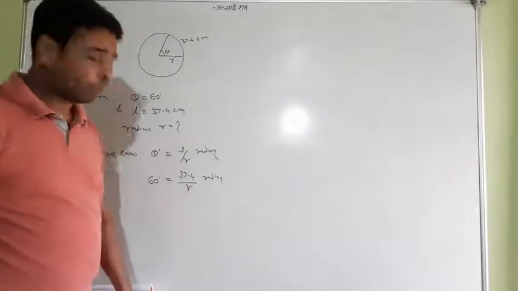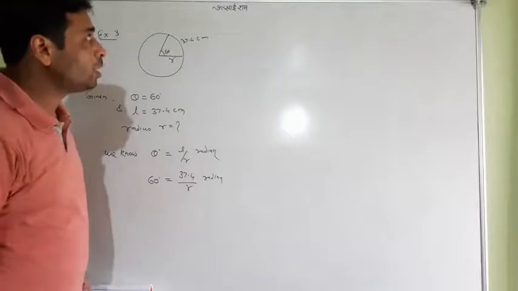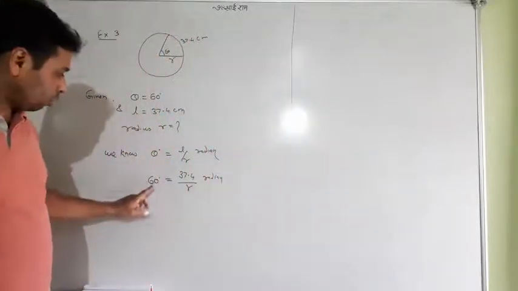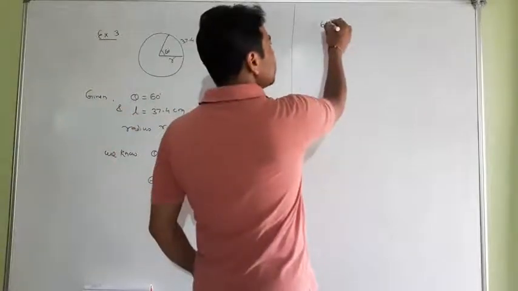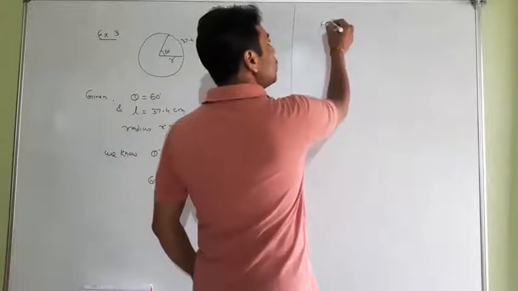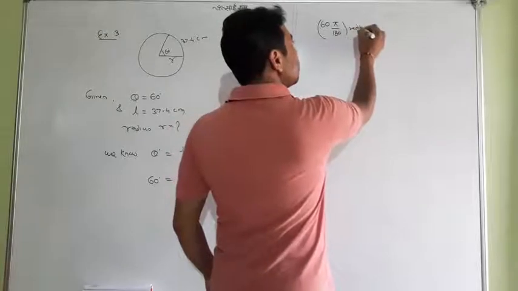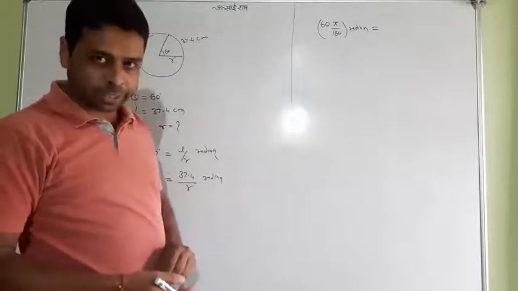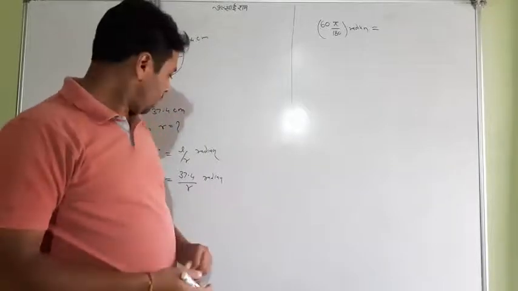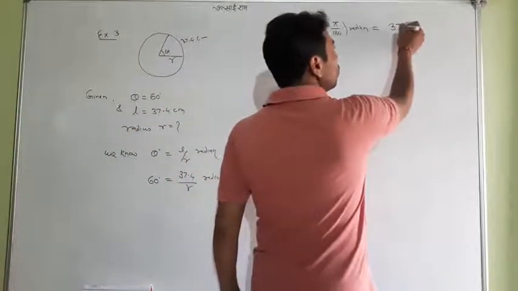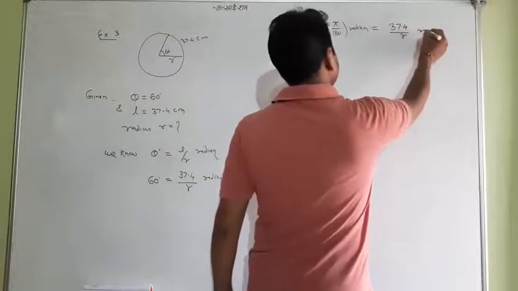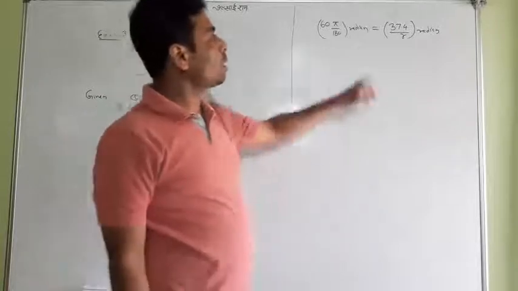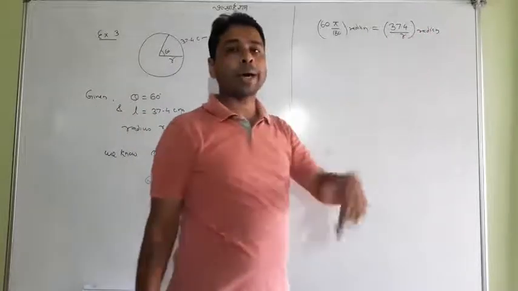Like this is degree, I will turn that into radian. So 60 degree will now be written as 60 into pi by 180, which is our practice: whenever you convert degree to radian, you just have to multiply by pi by 180. Now you can write radian, and this is 37.4 upon R. This is again radian. This is the way. Now this is radian, this is radian. Now you can compare the things.